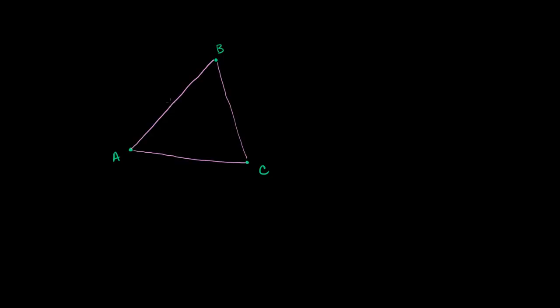So let's say that this is the perpendicular bisector of that side. This is the perpendicular bisector of that side. And this is the perpendicular bisector of that side. So these are all perpendicular, and they each bisect the sides. So this side, B to this point, is going to be equal to this point to A. A to this point is going to be equal to that point to C. C to this point is going to be equal to that point to B.